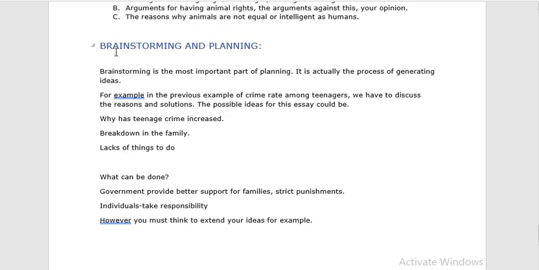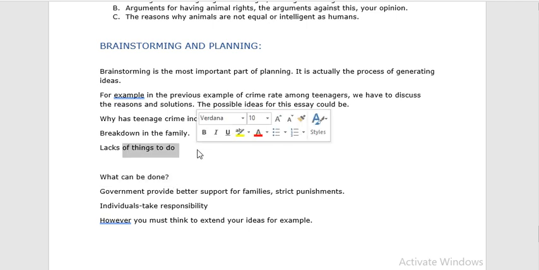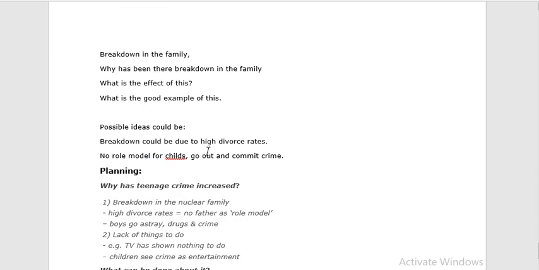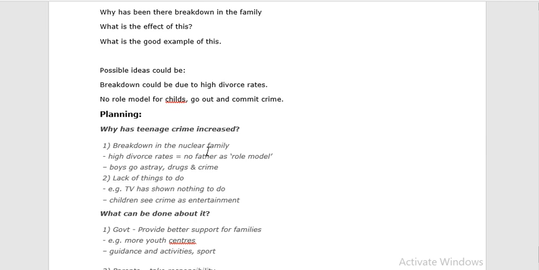And this comes to brainstorming and planning, where you first think about what can be done, lots of things to do, why it's happening, what could be the reason, how can we solve it. Just consider yourself in the question. For example, you're a teenager and you are committing crimes, so why are you committing crimes? Then automatically your mind will get ideas for your further discussion.